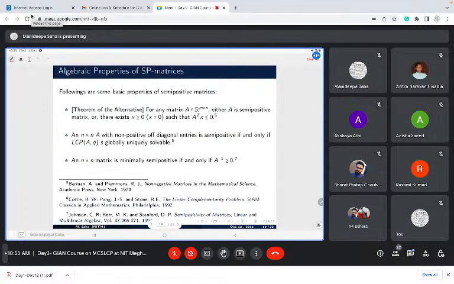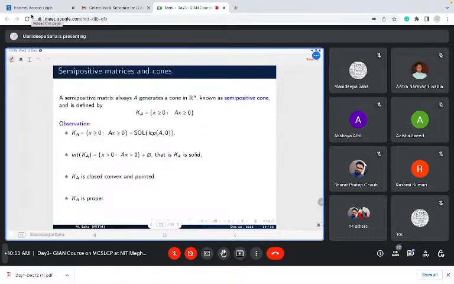We know how semi-positive matrices are related with the LCP. Those things are already known, and this theorem of alternative was already discussed by Michael in the previous class. And the characterization of minimal semi-positivity was also discussed: a square matrix is minimally semi-positive if and only if it is inverse positive. As I told you, we will discuss semi-positivity in terms of a cone.